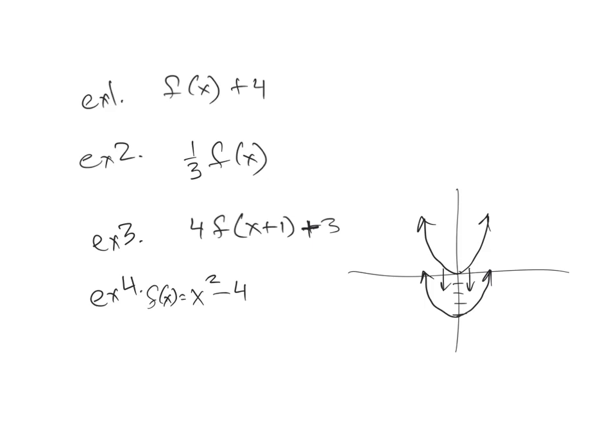Here's what it looks like if you were to have it on the inside of the function. It would have looked like this: x minus 4 squared. And that one would have shifted to the right 4 units. 1, 2, 3, 4. And that would have looked like this. Okay? So that's the difference. All right, let me give you another one.